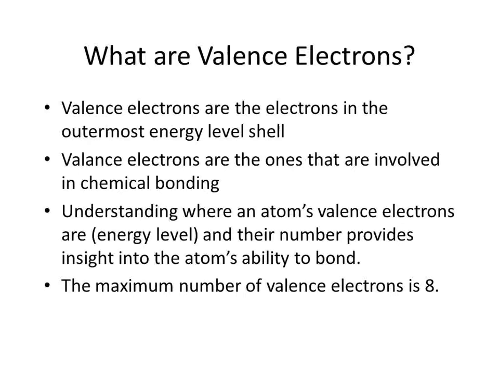The maximum number of valence electrons is 8. So you won't have any more than 8, and you won't have any less than 1. There is no such thing as 0 valence electrons. So the number is between 1 and 8.